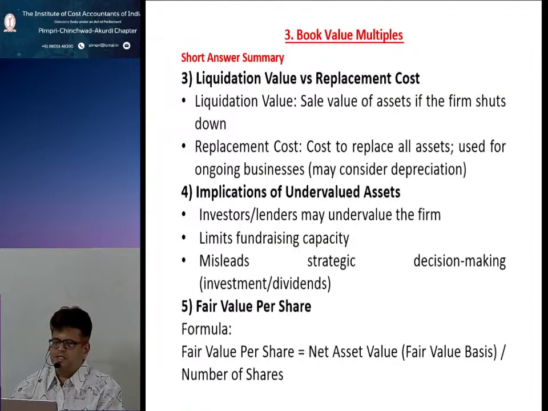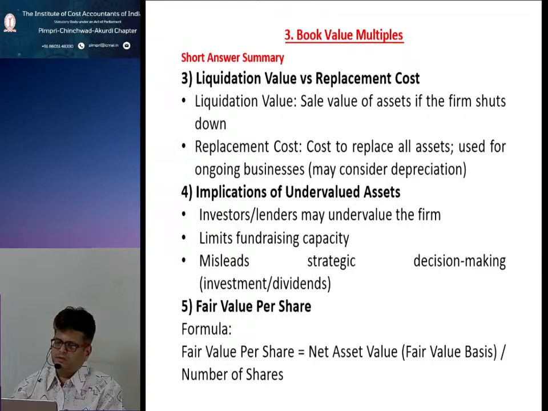In short question answer 3, the concept of liquidation value versus replacement cost has been discussed. Now typically the liquidation value is the sale value of assets if the firm shuts down either voluntarily or mandatorily through an NCLT order. So in that situation, what the sale value of those assets will fetch will be called liquidation value. Second is the replacement cost. So replacement cost is the cost to replace all assets used for ongoing businesses, and may consider depreciation also in such case. And in replacement cost, at times depreciated replacement cost is to be considered wherever appropriate.